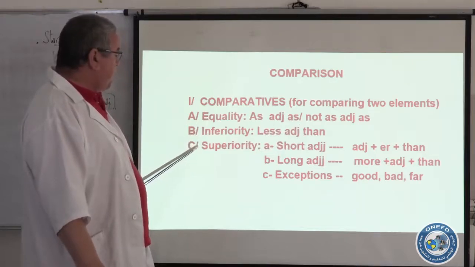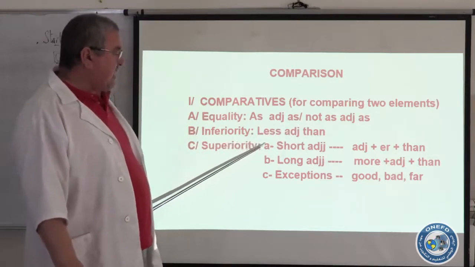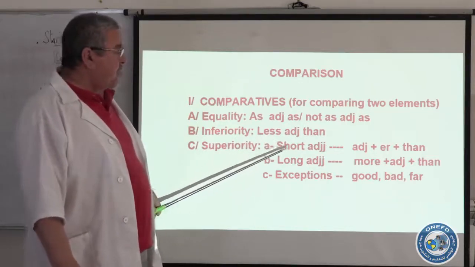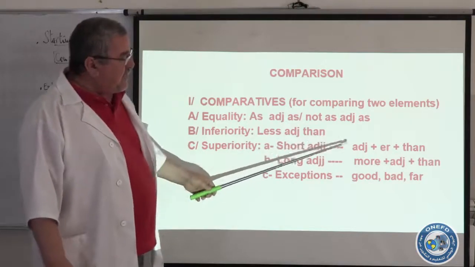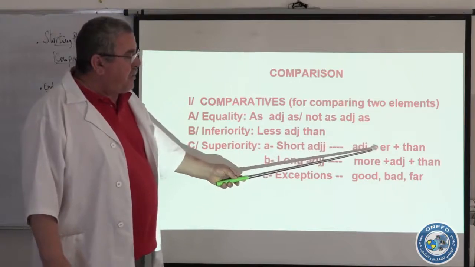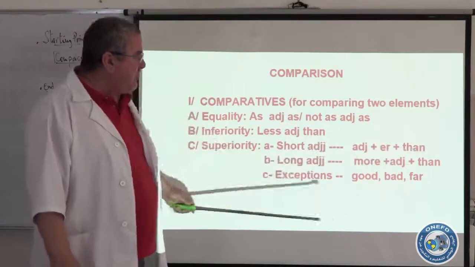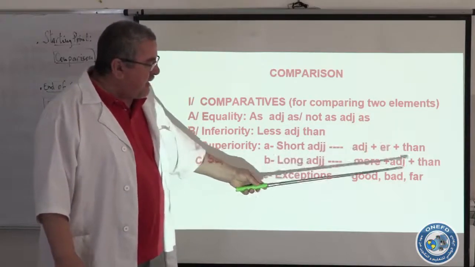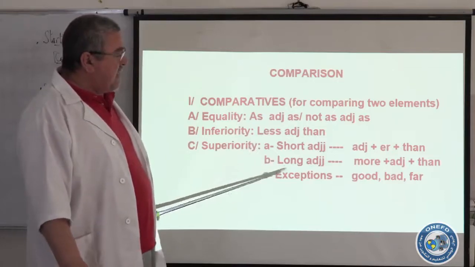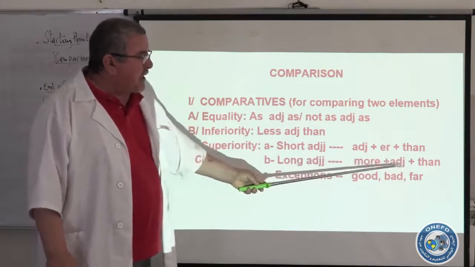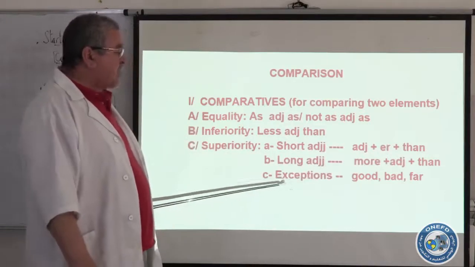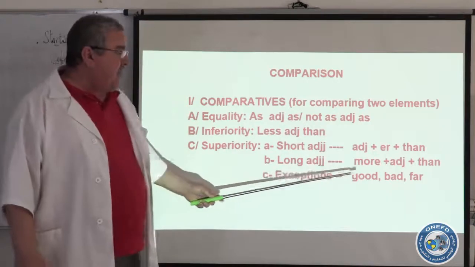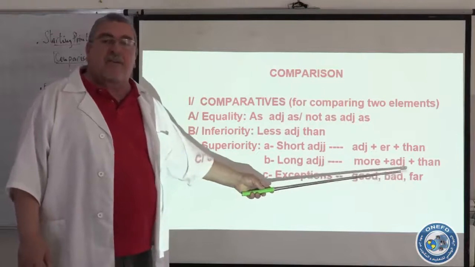And then we'll move to superiority, which is divided into three points. We can express superiority with short adjectives. That is formed as follows: adjective plus er, than. That is element A, adjective plus er, than. With long adjectives now: more plus adjective, than. And there are some exceptions, what we call irregular adjectives, like good, bad, far.